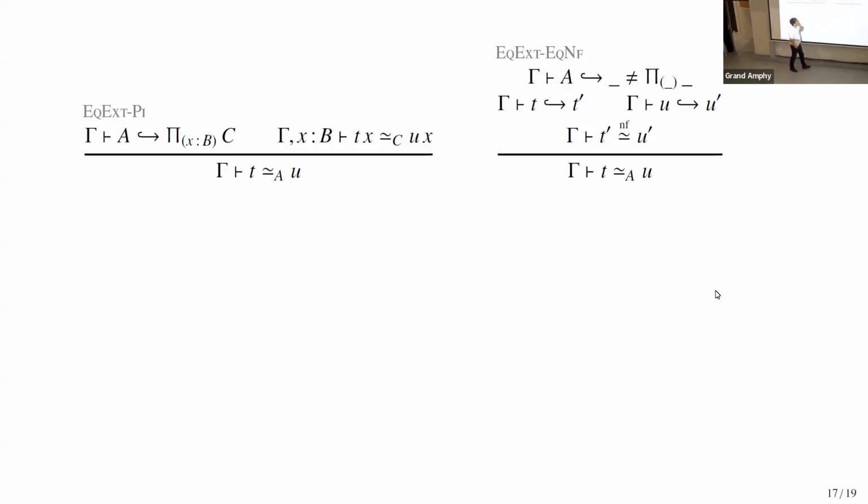Okay. If it normalizes to something other, the first line is still this funny way of saying A normalizes to something that's not a product. Well, if it's not a product, then I don't know what to do. So I go to the normalization phase. And the normalization phase says normalize t, you get a t prime. Normalize u, you get a u prime. Compare them as normal forms, and that's it.